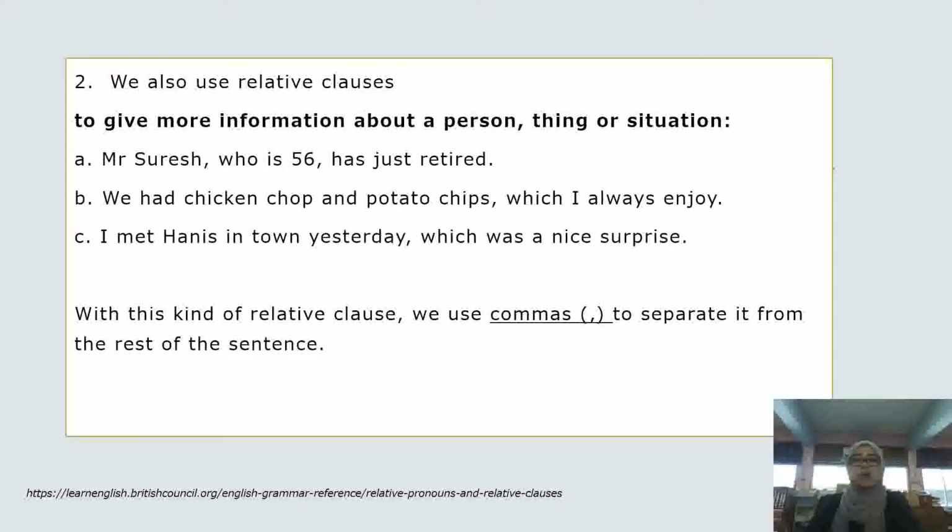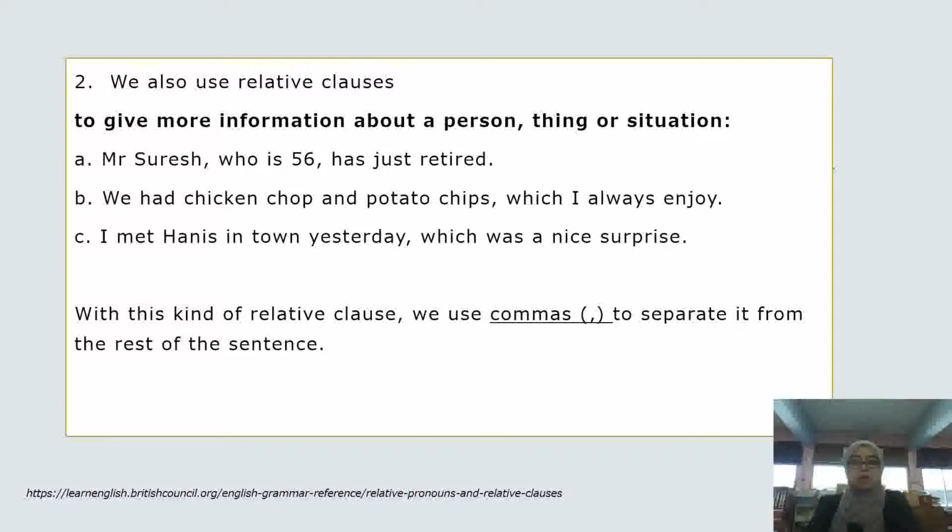This is the second type of relative clause. Remember we have two types. The second type, we also use relative clauses to give more information about a person, thing, or situation. In the first type, we wanted to make clear which person. This one is giving more information about the person, thing, or situation we are talking about. Examples: Mr. Suresh, who is 56, has just retired.